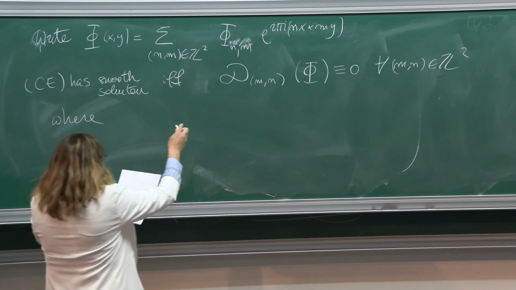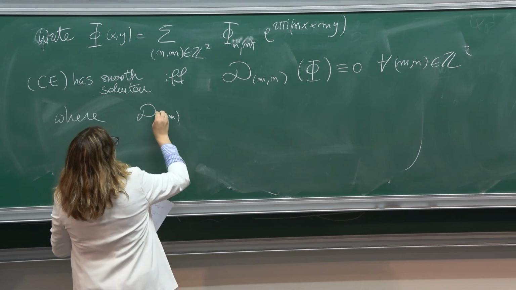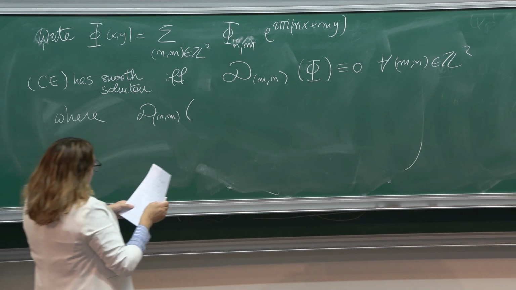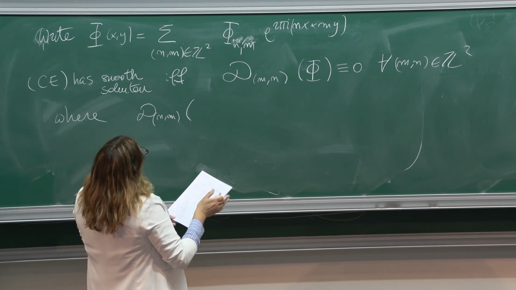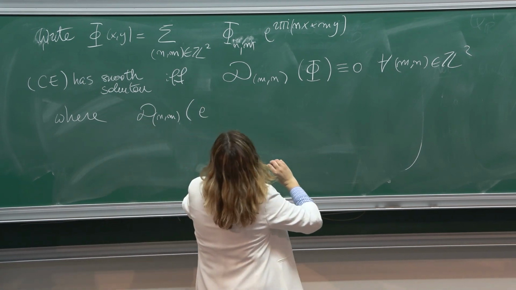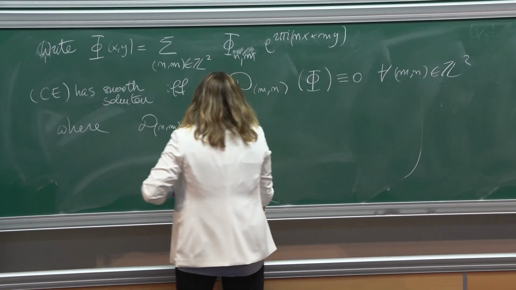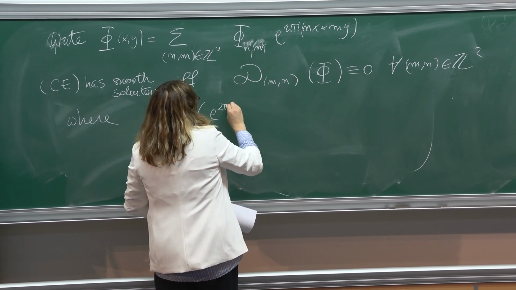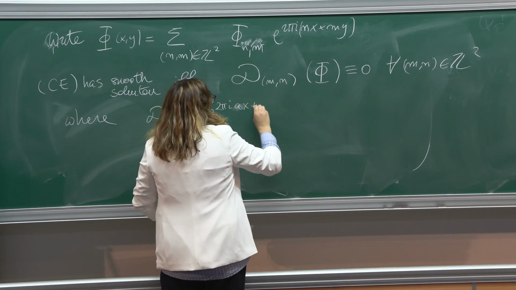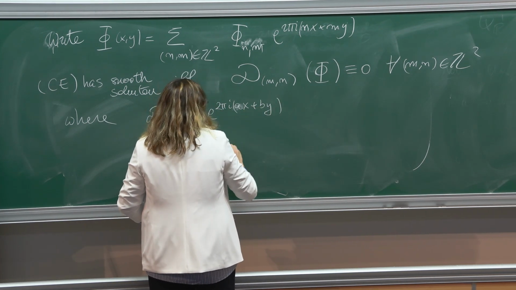So what are these distributions? D n m. I can just tell you, define them on Fourier coefficients. I just have to define them on Fourier modes, ax plus by, where a and b are integers.